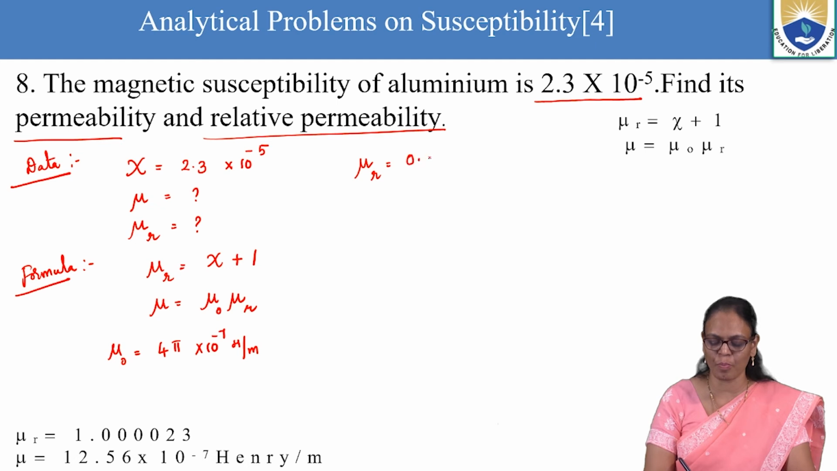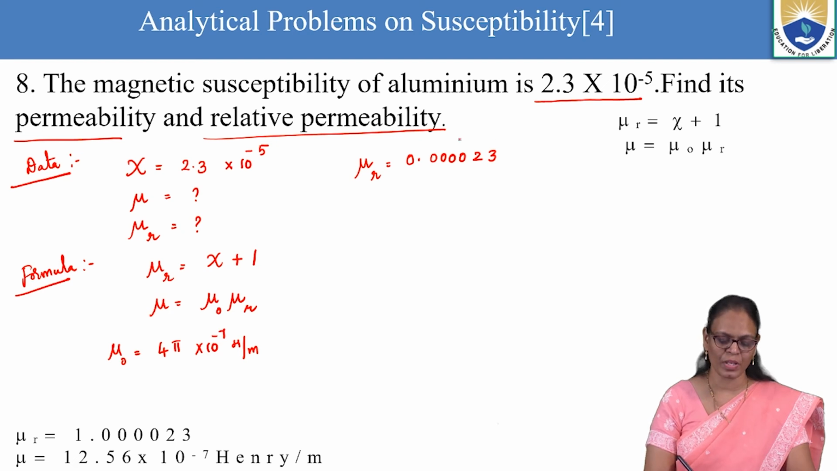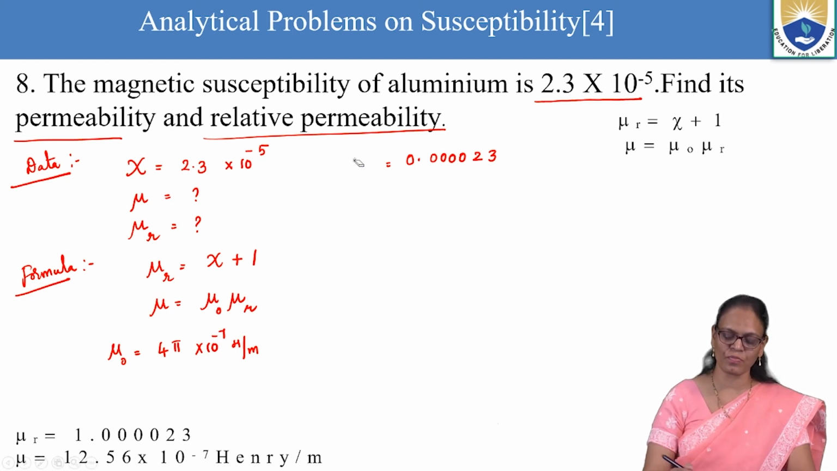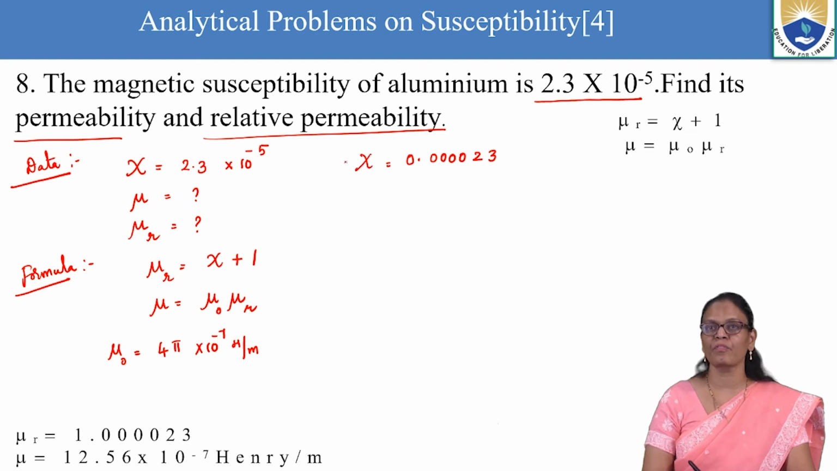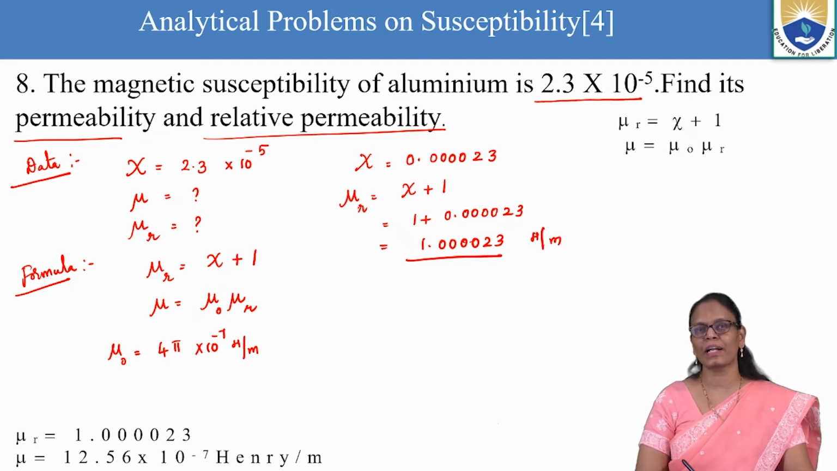So I can write it as 0.000023. So if I shift the decimal place, I'll get 2.3 into 10 power minus 5. This is the value of chi we have. Now we have to find mu r. So mu r is equal to chi plus 1. So this will be 1 plus 0.000023. So it is 1.000023 Henry per meter. This is the value of mu r.